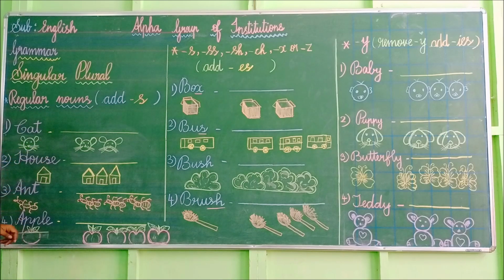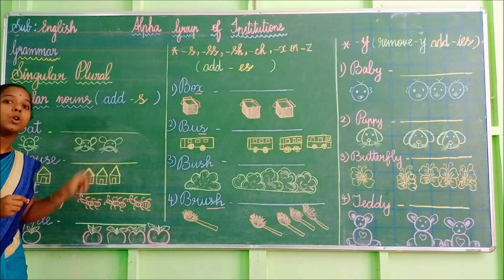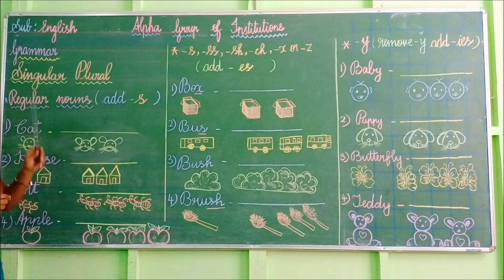If the singular noun is a regular noun, you have to simply add S to the singular noun to make it plural. See the example. What is this? This is a cat. How many cats are there? Only one. So it is singular. Look at the image. 1, 2. Here we have 2 cats. So you have to add S.